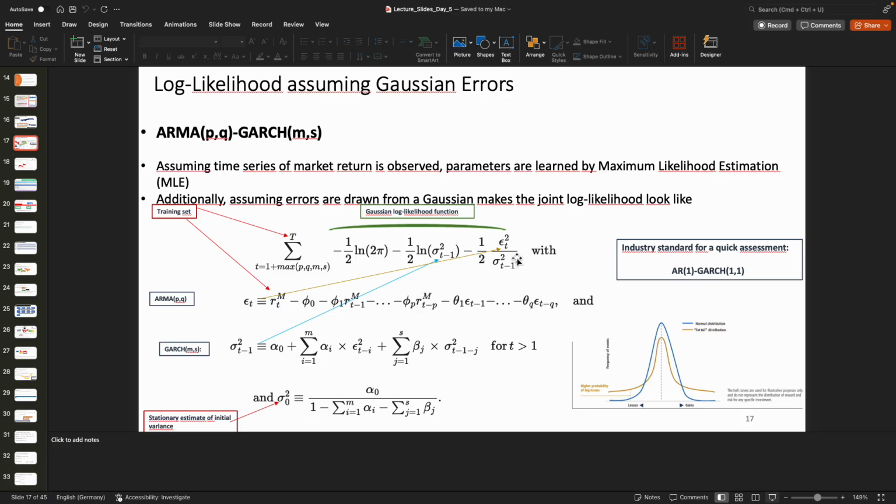That makes the log likelihood have this convenient shape, where I have minus 1/2 log 2 pi minus half log sigma squared t minus 1. Now you see the sigma squared t minus 1 needs to be parameterized. I do that using the GARCH(m,s). And then in the likelihood it continues with minus half epsilon squared. So I need to parameterize the epsilon. I did that via the ARMA(p,q) for the prediction. So the epsilon is here the realized return minus my ARMA(p,q) prediction. And then I divide the prediction error squared by the variance again.